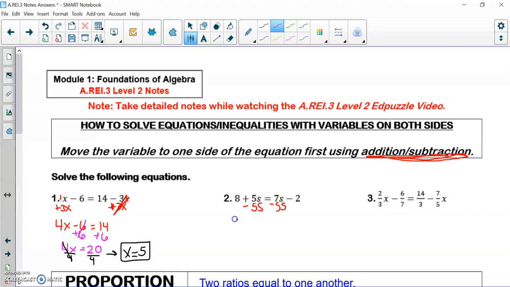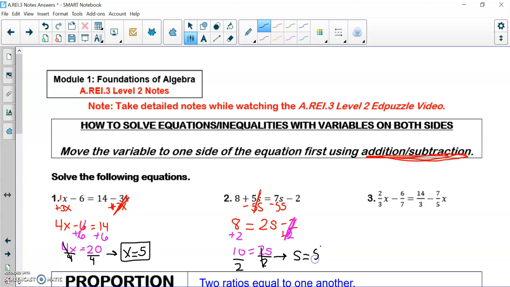So now I have an 8, and then a plus 5s minus a 5s is a 0, that cancels out, is equal to a 7s minus a 5s is a 2s, and then minus a 2. Now this is an equation with a variable on one side. We've done these before. I'm going to add 2 to both sides. So an 8 plus a 2 is a 10, and that equals a 2s, because a negative 2 plus a 2 cancels out to 0. And then now I'm going to divide by 2 on both sides to get s is 5.